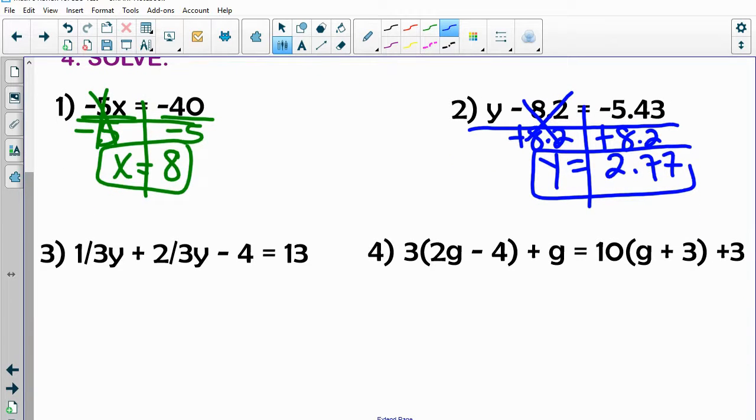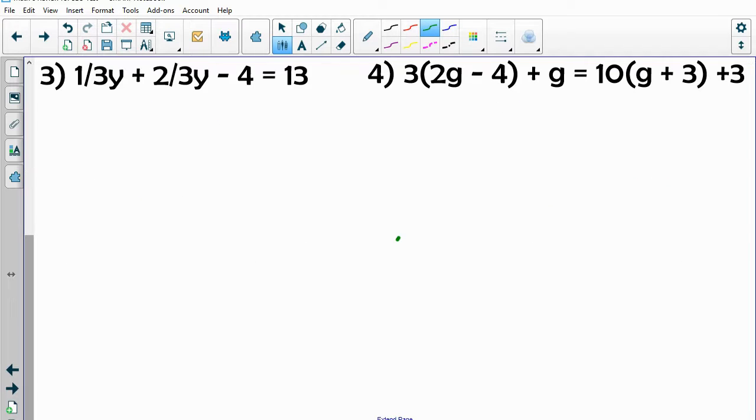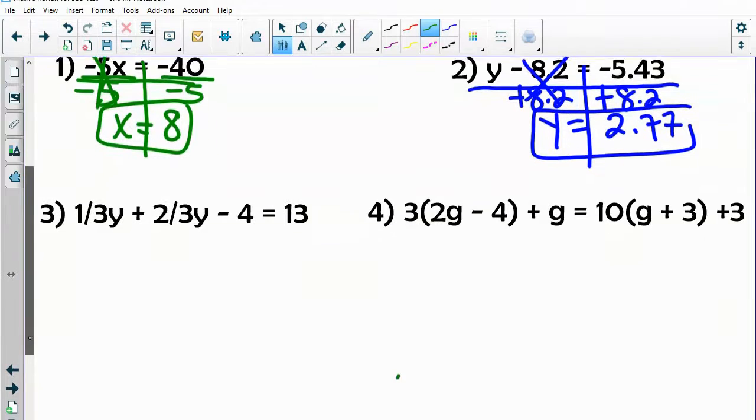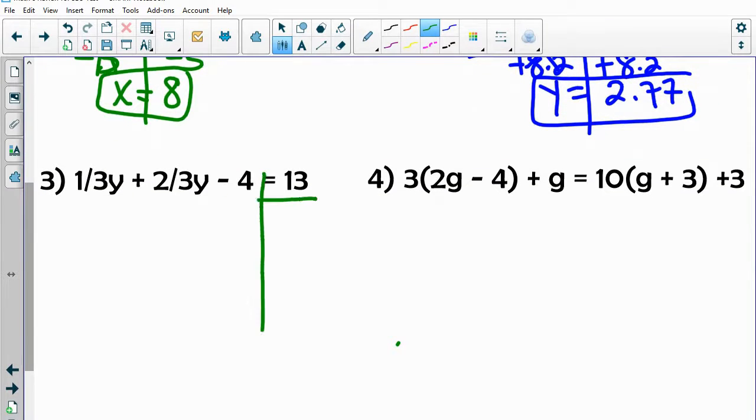Then we may get some that have more going on. So if you'll all write down number 3. 1/3 y plus 2/3 y minus 4 equals 13. Move this up a little. So now we've got to think, okay, what do we work on first? Cooper, what do you see we can work on very first on this one?